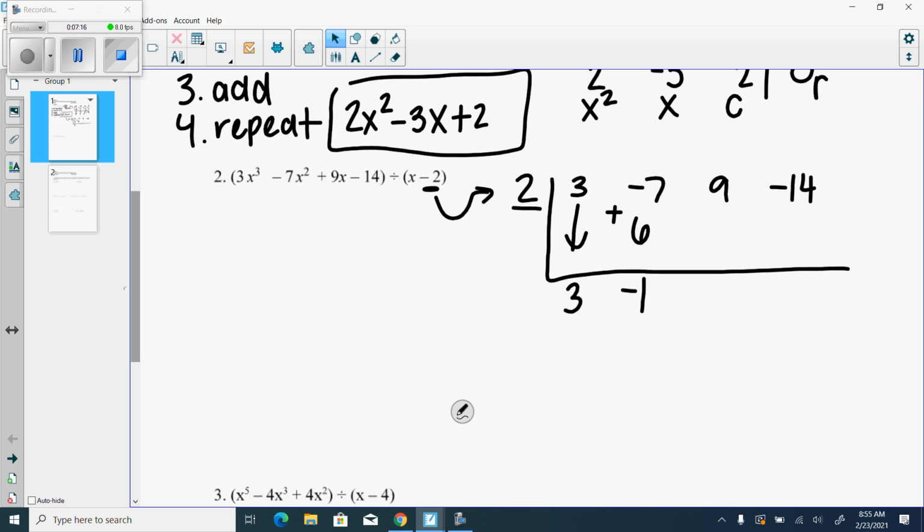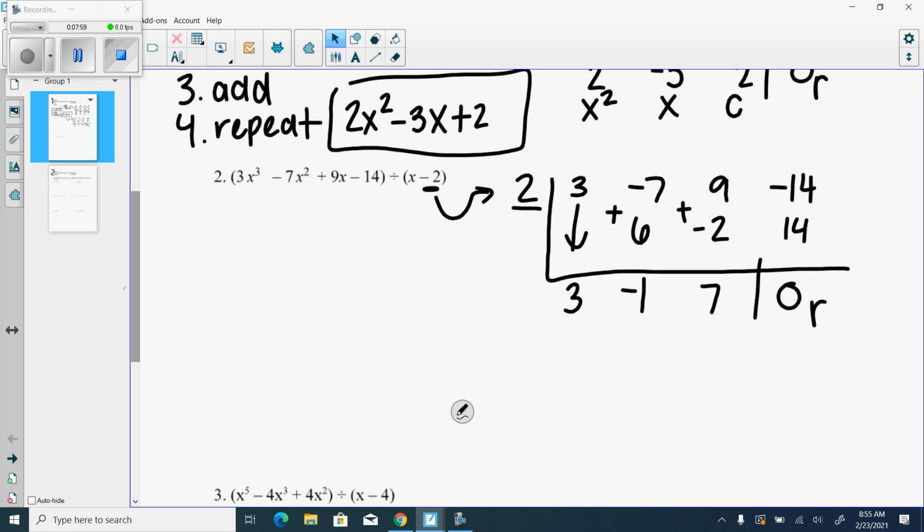Good. And then we repeat that, right? So negative 1 times 2. Good. And then we add and get 7. Very good. And then my last one, 7 times 2 would give us, and then I add and get 0. So now we have all of our coefficients. Remember, you always mark off the last term, and this last term represents our what? Remainder.